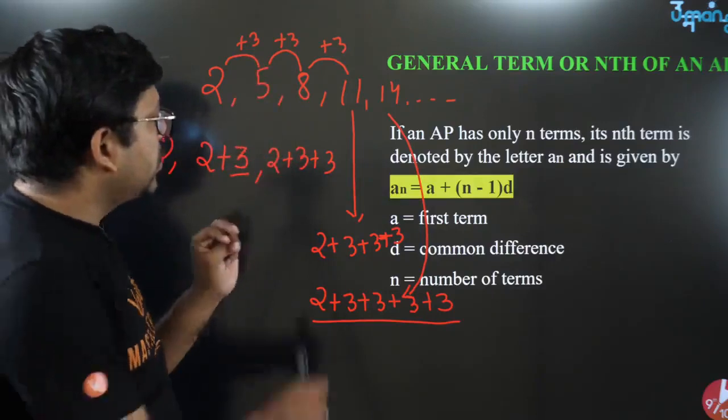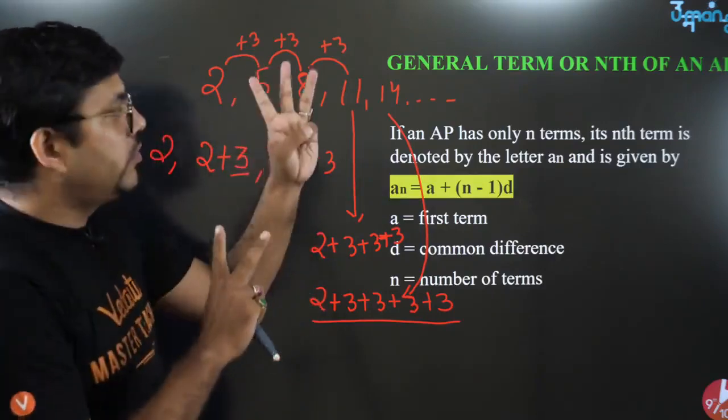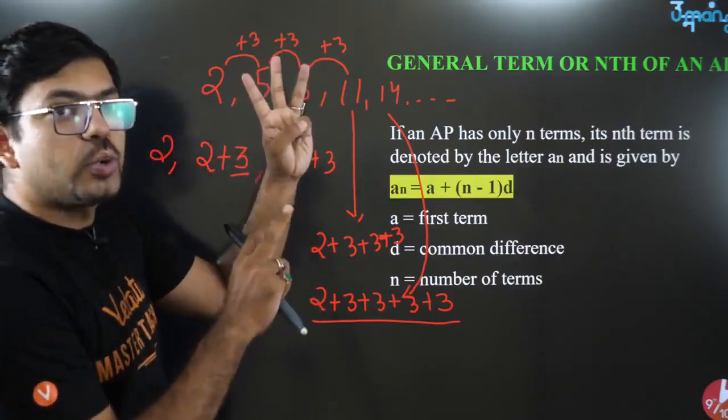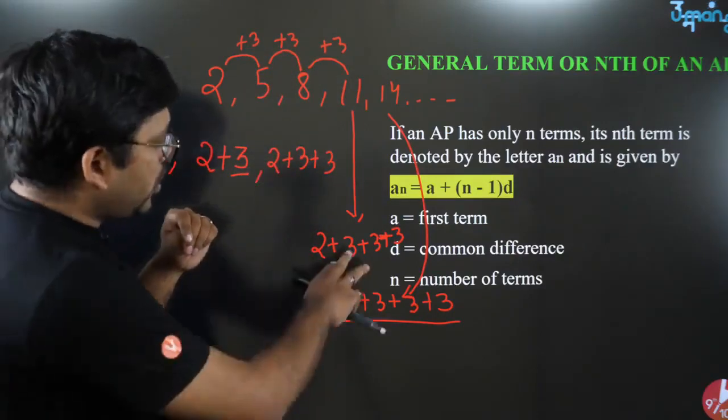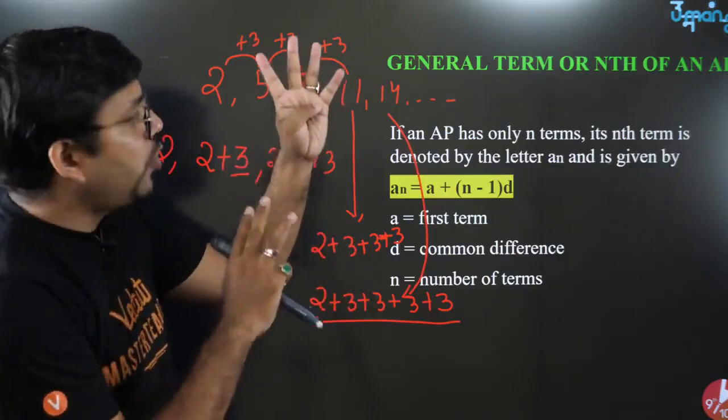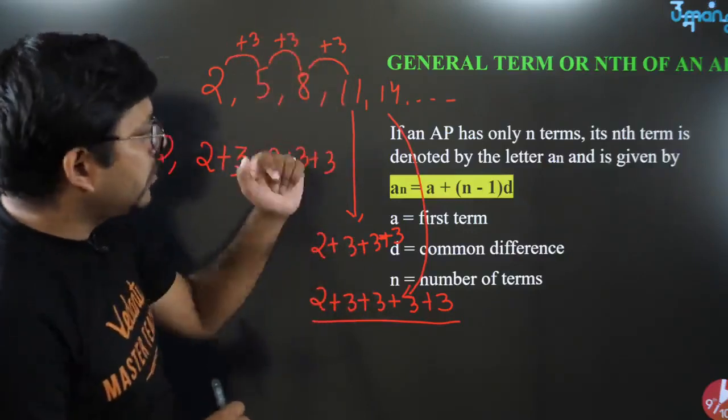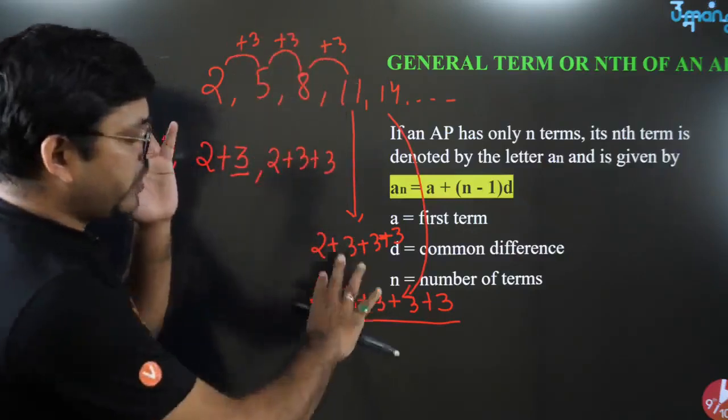For the third term, you added 2 times 3. Similarly, this is the fourth term. For the fourth, you got 3 3s. For the fifth term, you got 4 3s.